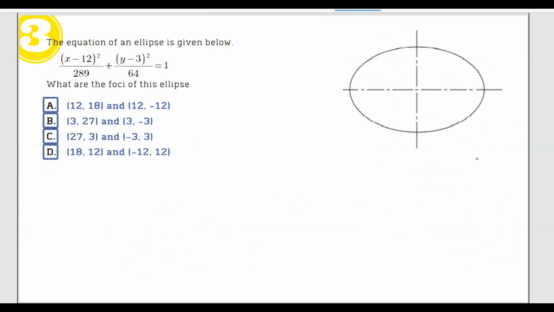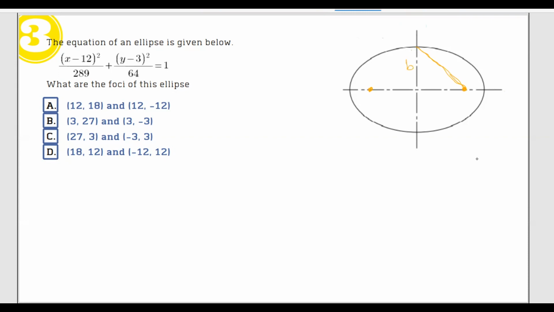Problem number 3. The equation of an ellipse is given below: x minus 12 squared over 289 plus y minus 3 squared over 64 equals 1. What are the foci of this ellipse? So the foci of this ellipse are going to be somewhere over here. And we're just going to go straight to what we know and how to calculate the focal point.